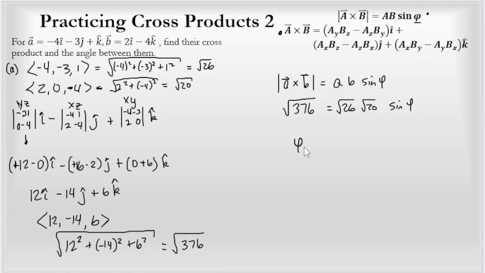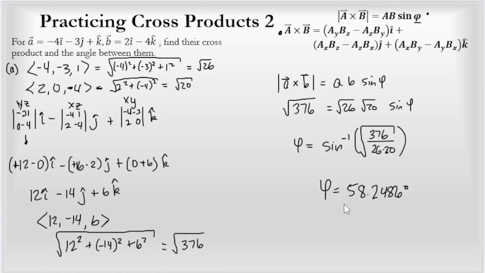So when I solve this equation for phi, I get the inverse sine, and just doing a lot of algebra in my head, all of these terms are under radicals, so I'm going to do everything under the radical first and then do the radical. Okay, I just combine all of them under the radical. When you run this through your calculator, you will get the angle between them is 58.2486 degrees.